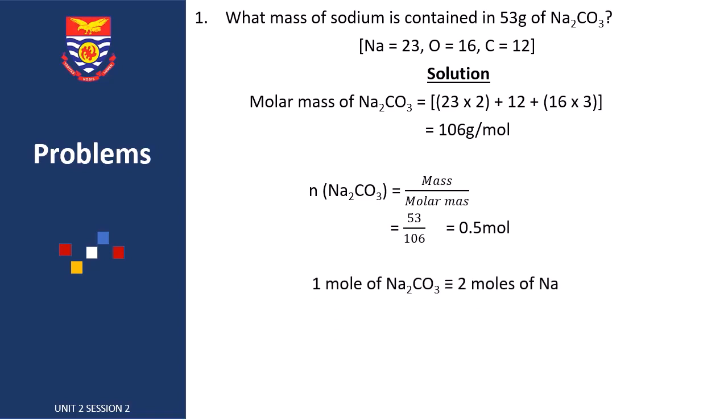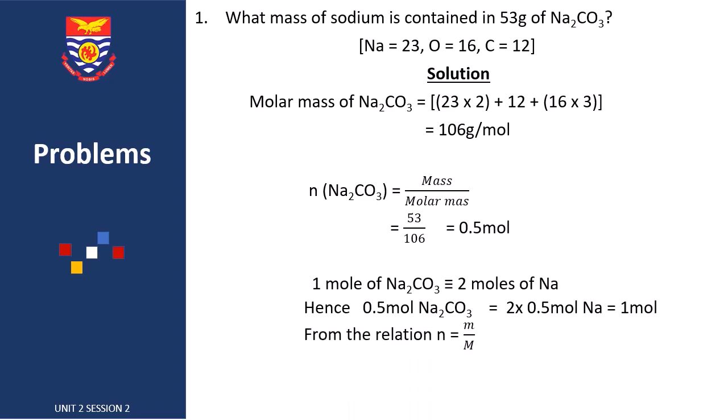Then we find our mole ratio. Now looking at the compound there, we have two atoms of sodium in the sodium carbonate. What it means is that 1 mole of sodium carbonate has 2 moles of sodium atom. So if 1 is equal to 2, then 0.5 is equal to what? That is 2 times the 0.5 divided by 1 of the sodium. That gives us 1 mole. So the moles of sodium is just 1.